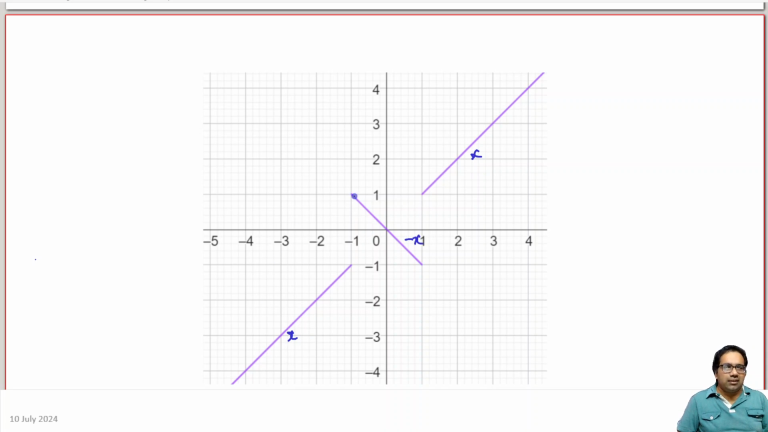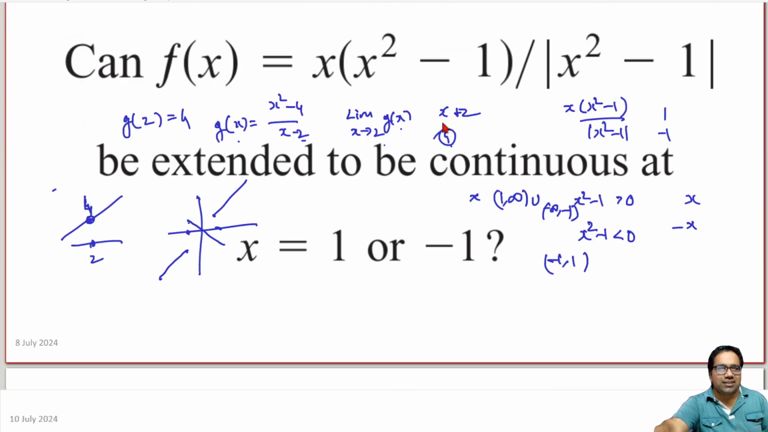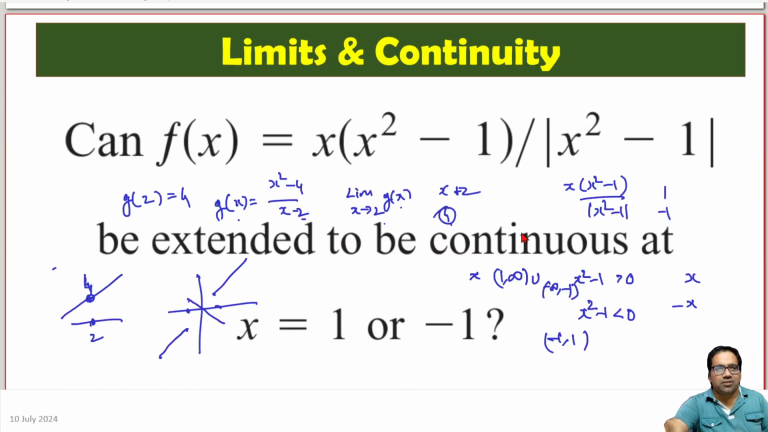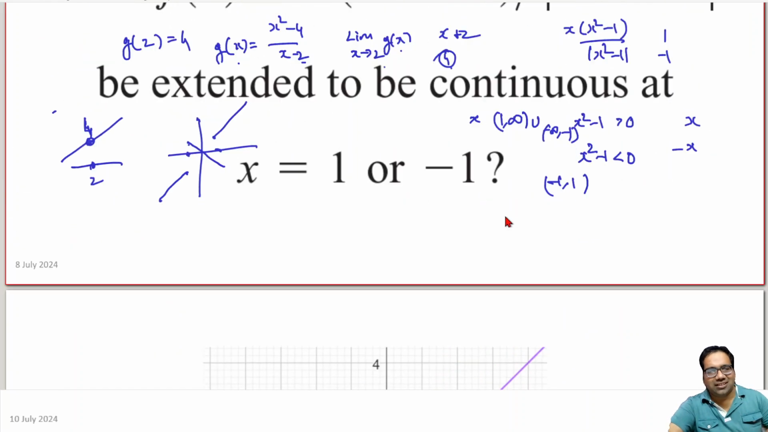Right? Now clearly there is no way we can extend the continuity, because there is a big gap here. If there was a hole somewhere here, then we could have filled that hole, right? But there is a big gap. There is no way we can make this continuous. If there is a hole, we could have made it, but clearly there is no way of making this function continuous. So it cannot be extended to be continuous at 1 or minus 1. At all other points, it is actually continuous, right guys?